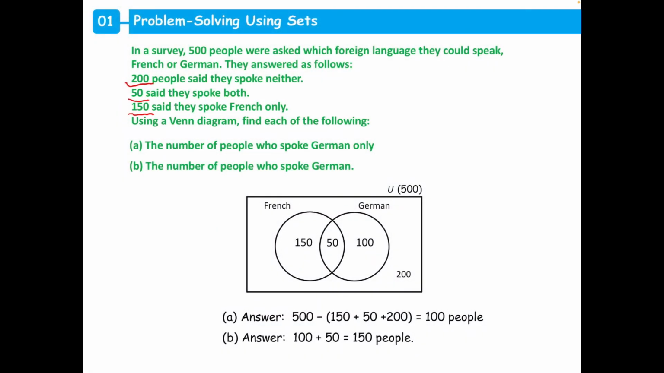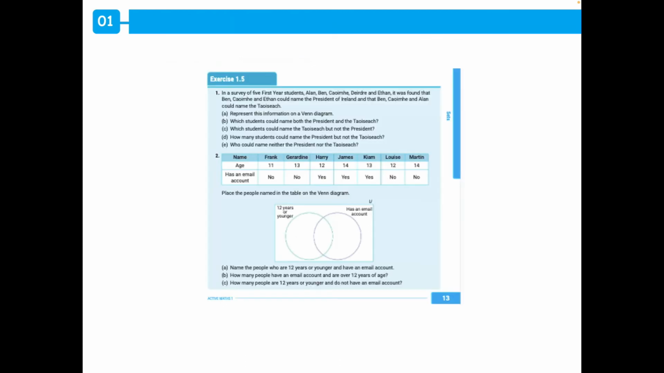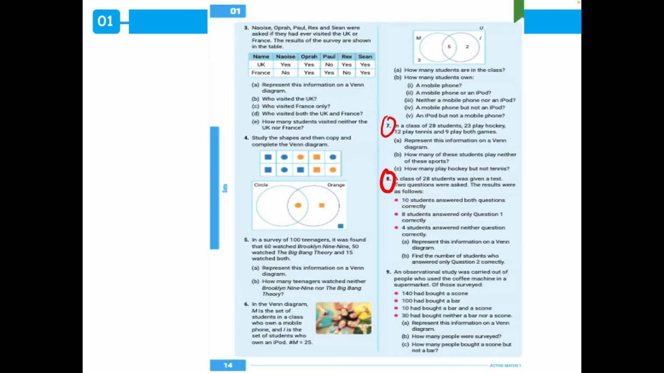Okay guys, I would like you to pause this video and take down this example into your notebooks. Then I would like you to turn to exercise 1.5 on page 14. Please complete questions 7, 8 and 9.